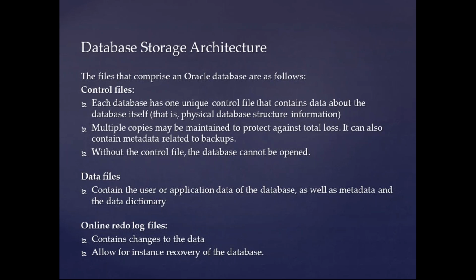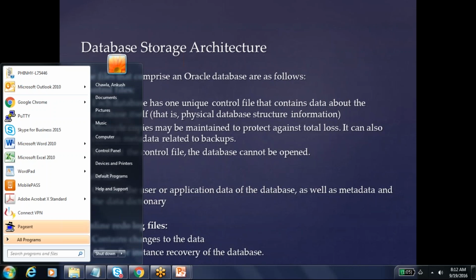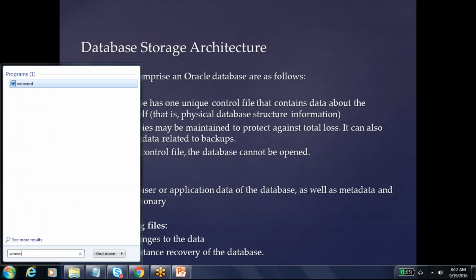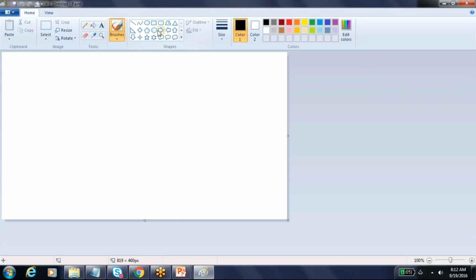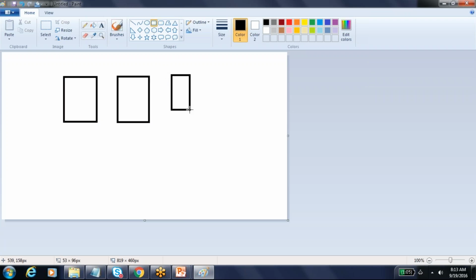Now let's understand how redo log files work. I can show you with the help of maybe Paint, or maybe in Word. Okay, let's try. Just assume we have three redo log files. We can have a minimum of two. Maximum, no limit, but generally 5 or 6 is more than enough. Okay, now how does it work?